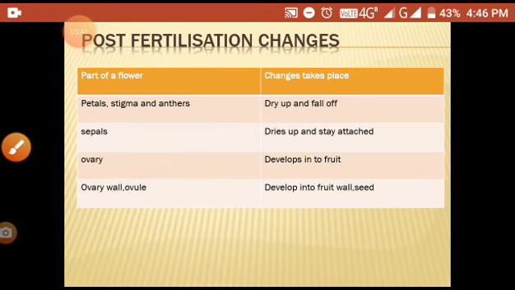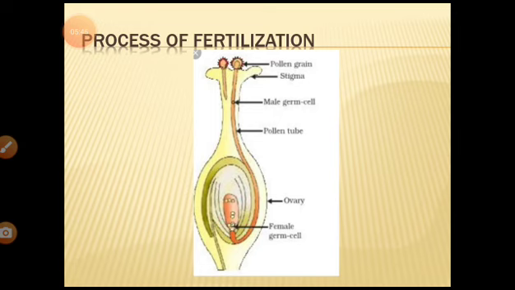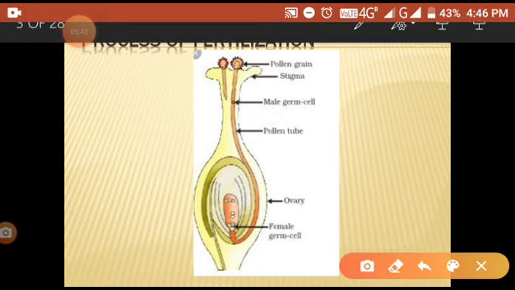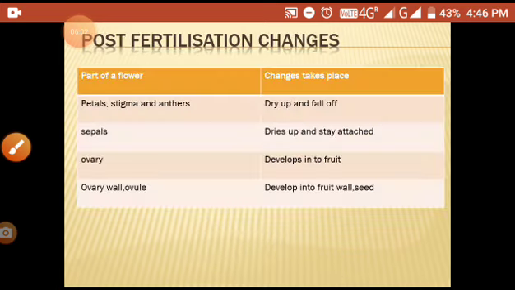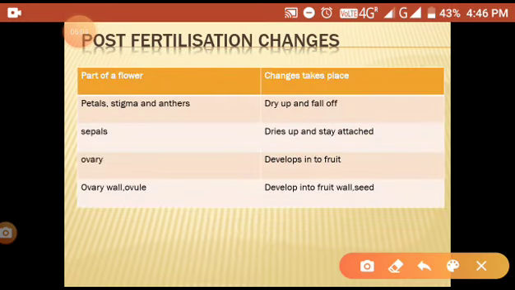Now the question is, what is the ovary? In the previous picture I showed you what the ovary is. This part of the flower, the ovary, makes the fruit in future. I think it is clear to you. And then the next is the ovary wall and ovule. The ovule is present inside, or we can say it is the female cell. It develops into the fruit wall and seed.